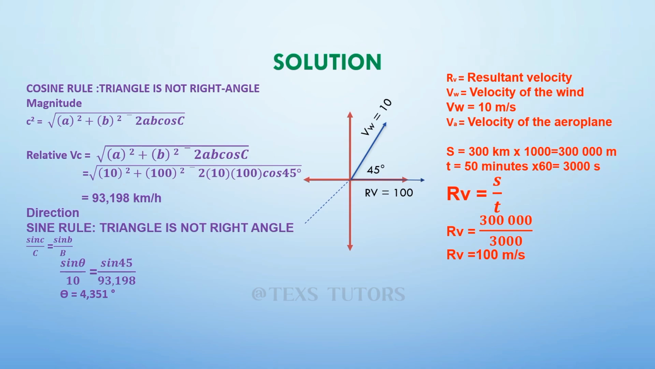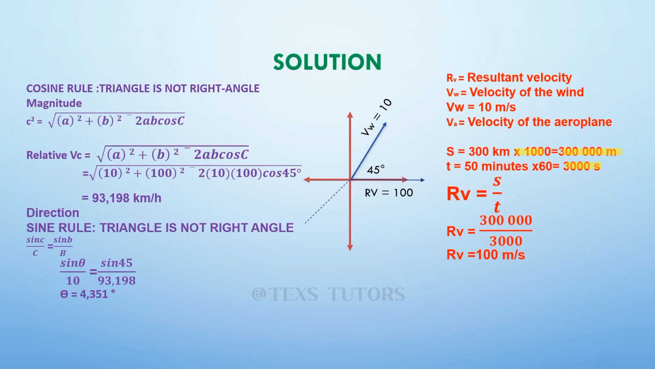To convert from kilometers to meters, we multiply by 1,000. So 300 multiplied by 1,000, the distance or displacement here is 300,000 meters. The time is in minutes. It should be in seconds as our velocity is in meters per second. So we are going to convert from minutes to seconds. 50 times 60, the time is 3,000 seconds.